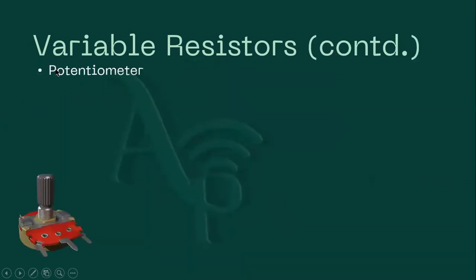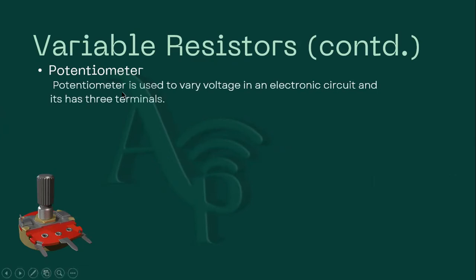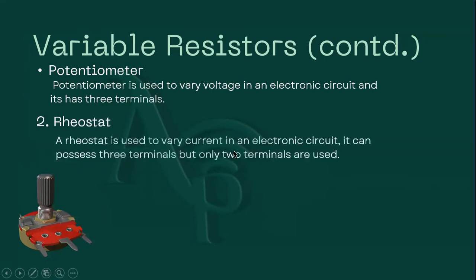Now, it becomes a potentiometer when it is used to change the value of voltage. A potentiometer is used to vary voltage in an electric circuit, and it has 3 terminals. This is a very good example. This is one terminal, another terminal, and this is the third terminal. So we have 1, 2, 3. And as a rheostat, it is used to change the value of current in a circuit.